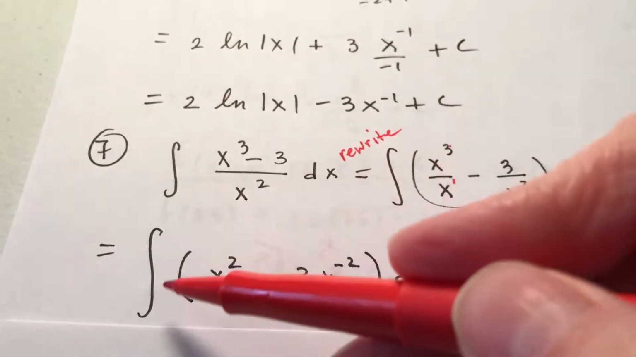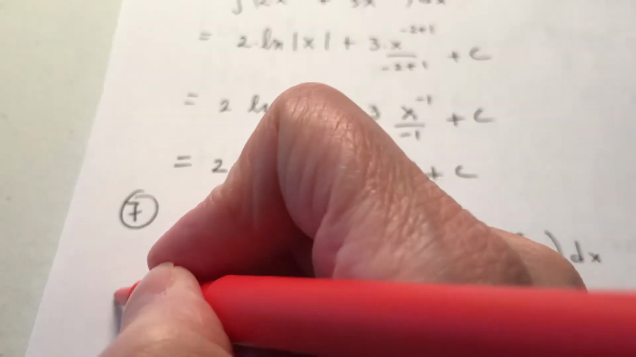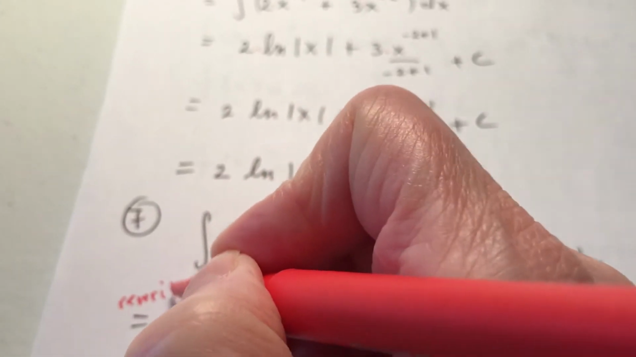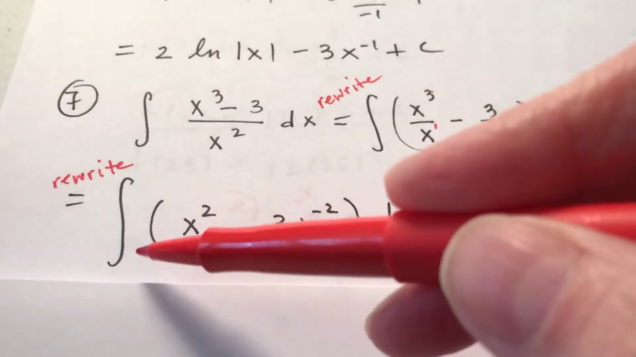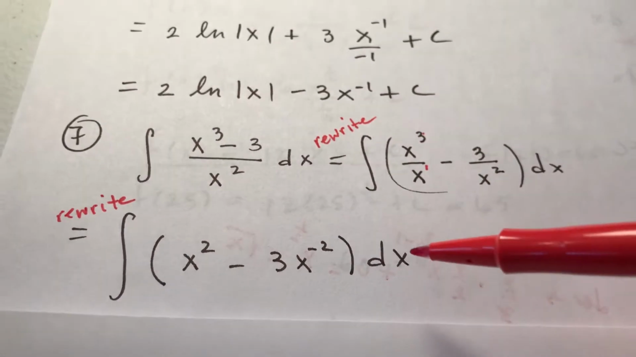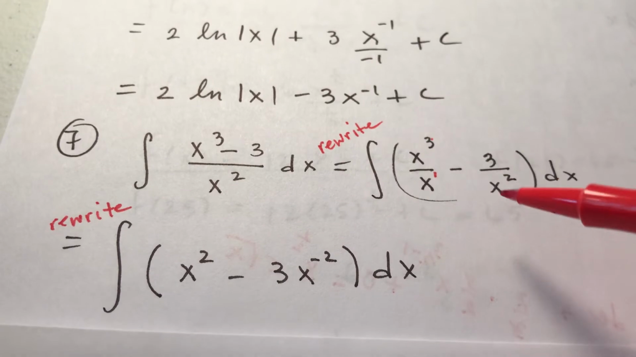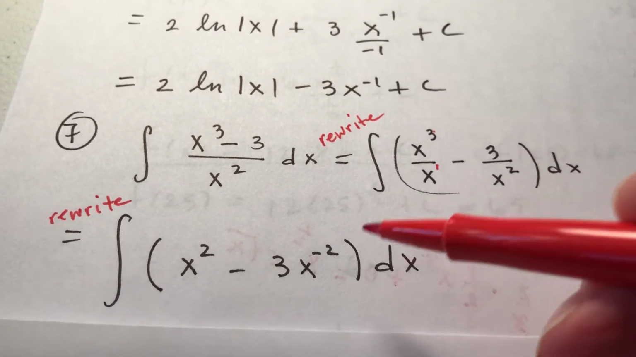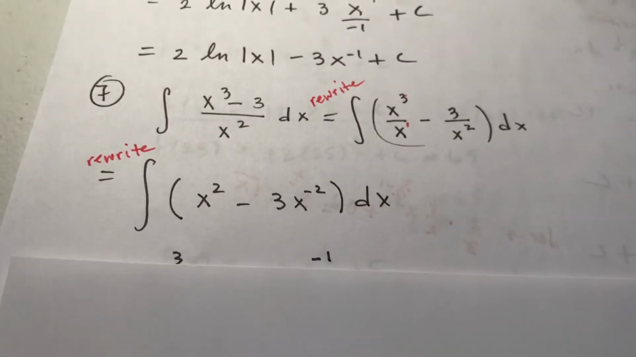And notice I'm bringing this integral everywhere because this is also still a rewrite, not an antiderivative yet. So I still have this integral and the dx. You can practice those things. And this gives you x squared minus 3, and then I'm going to bring that up and give it a power of negative 2.